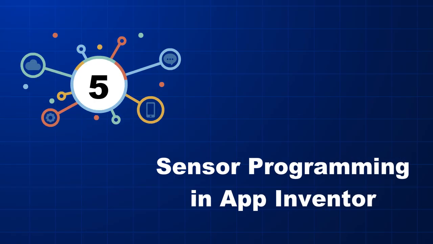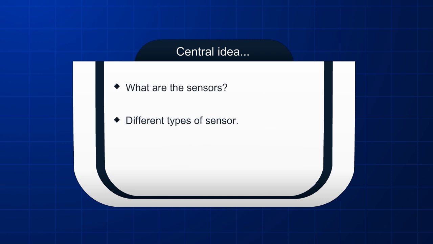5. Sensor programming in App Inventor. Central idea: What are sensors? Different types of sensors. Developing an app using the proximity sensor.